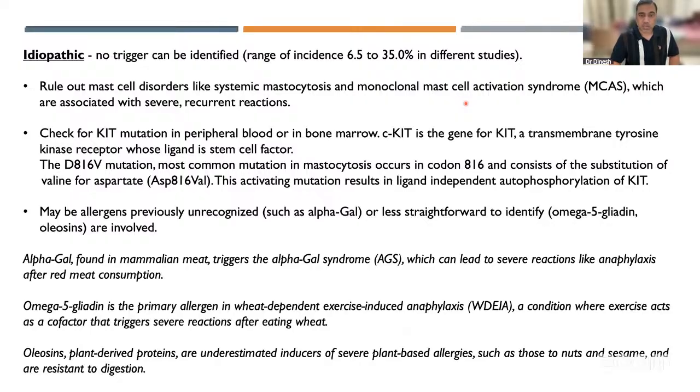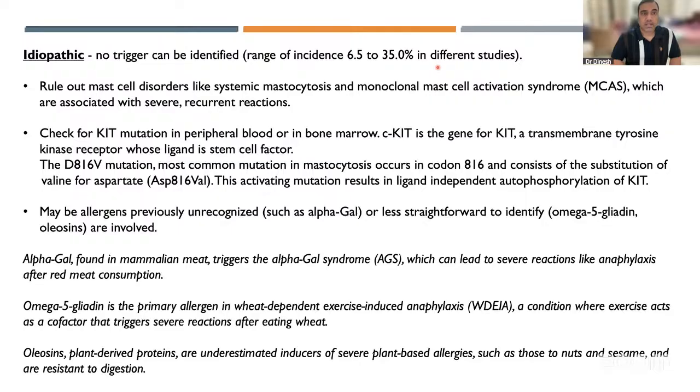There may also be some allergens which were not recognized initially, or were a little less easy to identify. Examples are alpha-gal, which is found in mammalian meat and triggers alpha-gal syndrome, which can lead to severe reactions after consumption of red meat. Or omega-5 gliadin in wheat-dependent exercise-induced anaphylaxis, a condition where exercise acts like a cofactor that triggers severe reactions after eating wheat. Or oleosins, plant-derived proteins that are underestimated inducers of severe plant-based allergies, such as those to nuts and sesame.